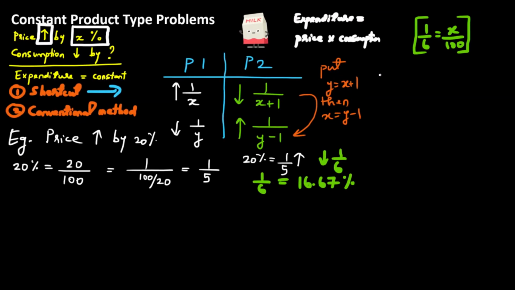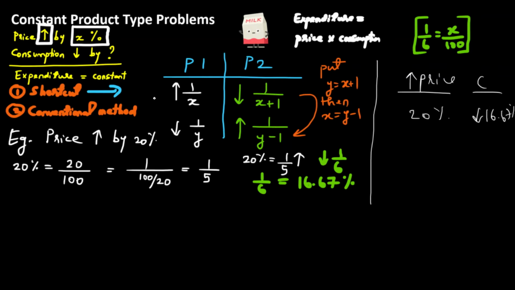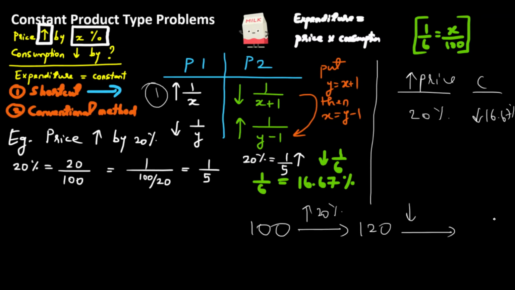But before that, I just want to have a quick side note. Now we have seen that if the price increases by 20%, the consumption has to decrease by 16.67%. So we have seen one method to find this using this approach, right? You could also take an example and find the same thing. For example, assume that the expenditure was 100, right? So the constant product is 100. Now 100, if you increase it by 20%, that's 120, right? Now by how much should you reduce this so that you get back to 100? That's the same thing, right?